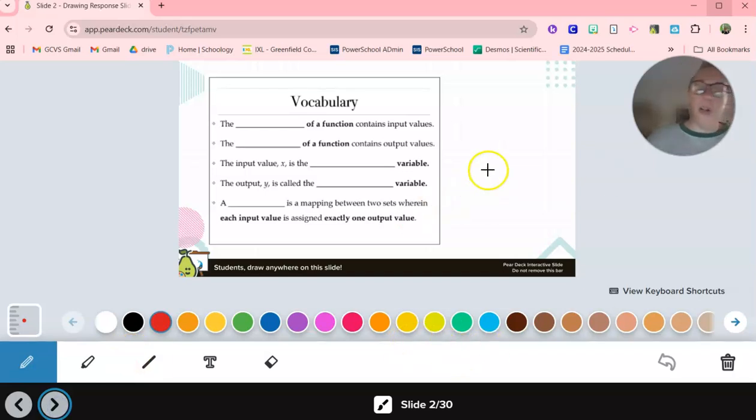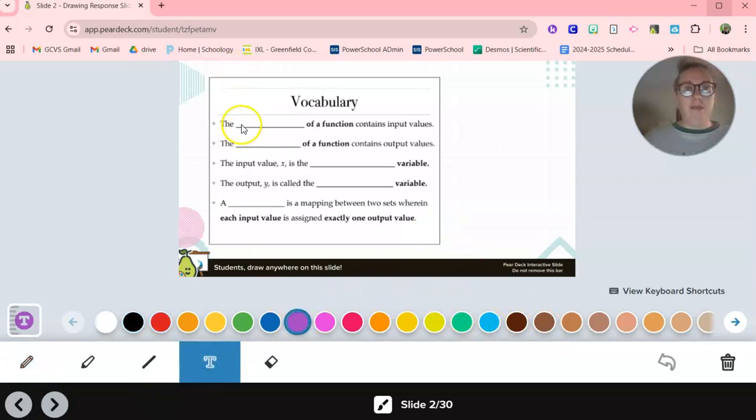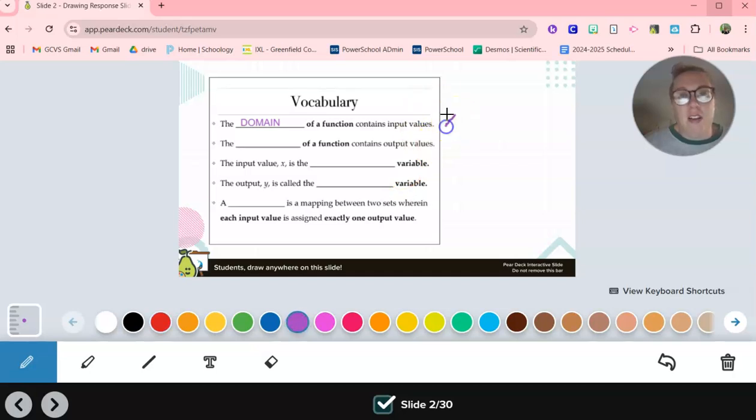In slide 2, we're going to start talking about relations, functions, domain, range, all of these vocabulary words that you started to learn in middle school, and now we're bringing it back and kind of leveling up a little bit. So the first definition word that we're going to fill in at the top is the domain. The domain is our input values. These are our X variables. Input, domain, X, those are all saying the same thing.